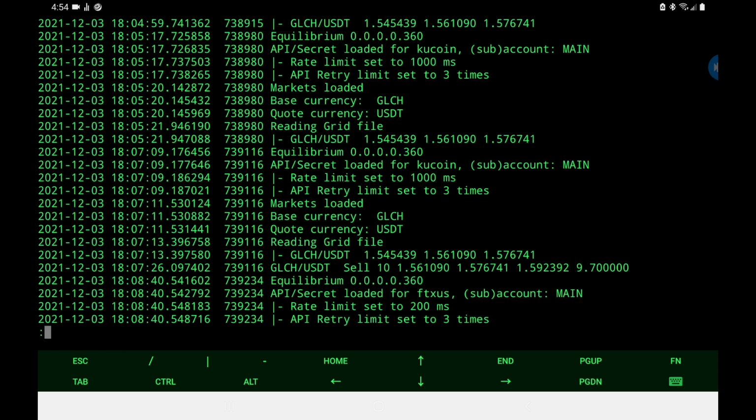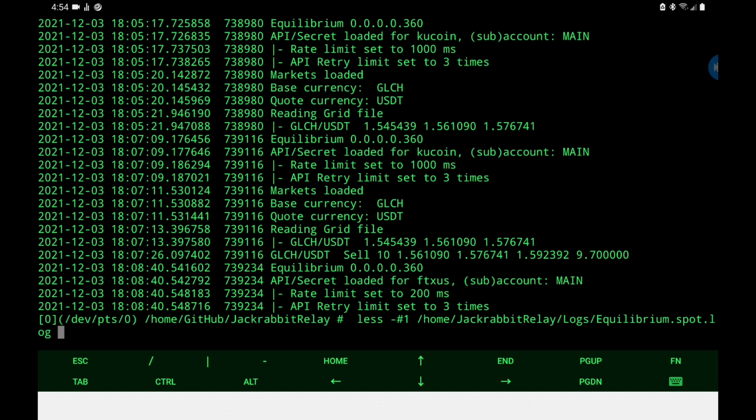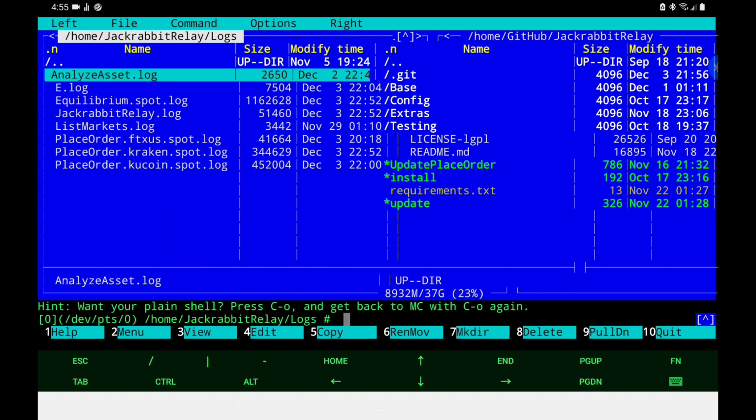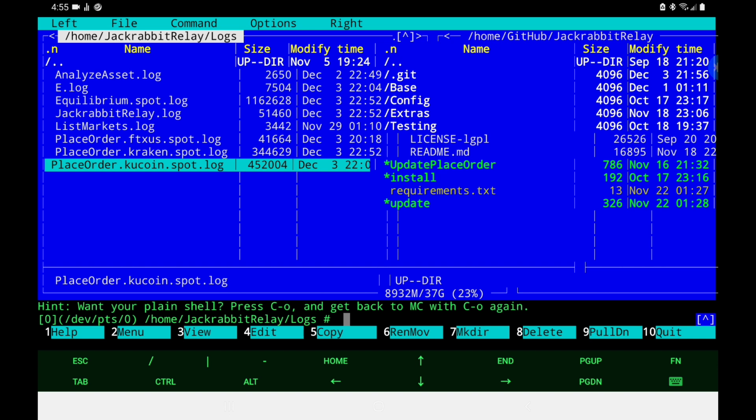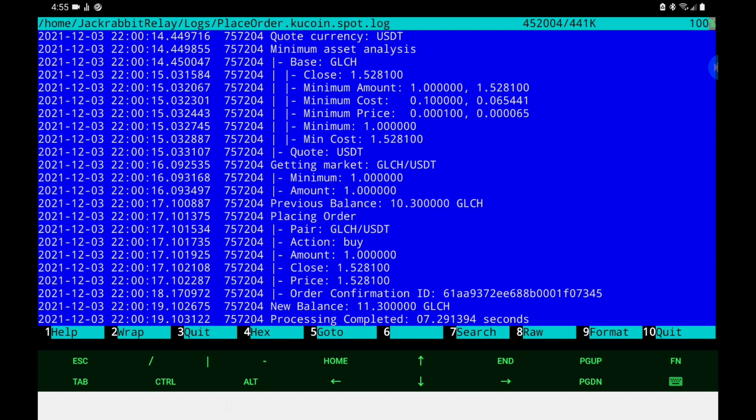Now, equilibrium does not make the trades on its own. It actually uses Jackrabbit relay to place those trades. So let's demonstrate that part next. So let's go to the Kucoin Log. And you see the actual Kucoin transactions, standard relay format.